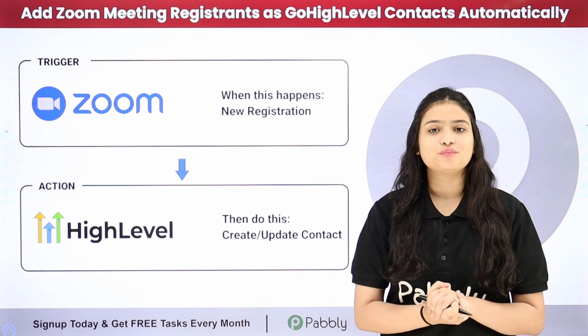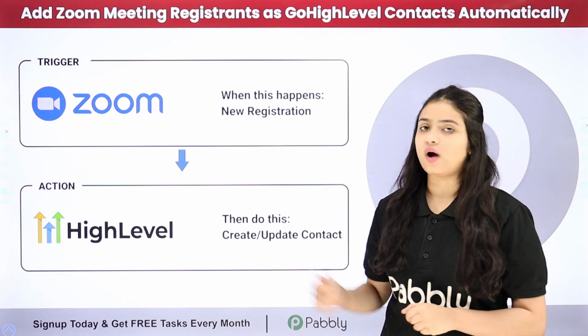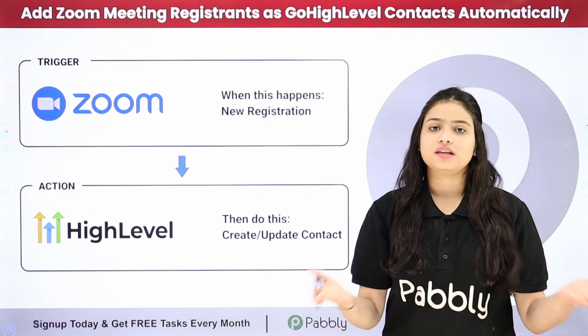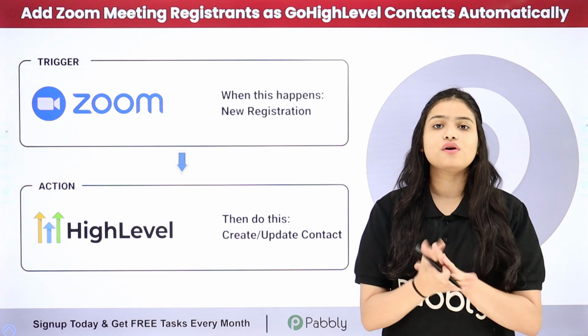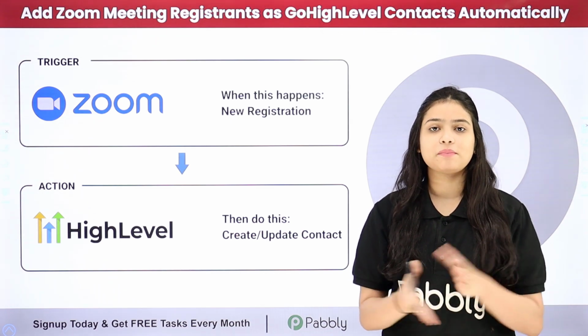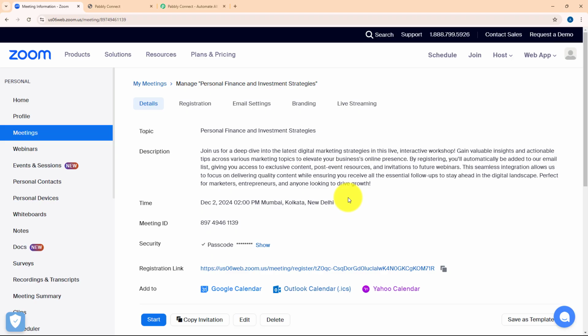So how are we going to automate this entire process? For this, we will have to set up the connection between Zoom and GoHighLevel, and we are going to do that without any coding or programming skills, simply with the help of Pabbly Connect. So if you also want to learn this amazing automation step by step for your business, you have to come towards my screen. Welcome to my screen everyone.